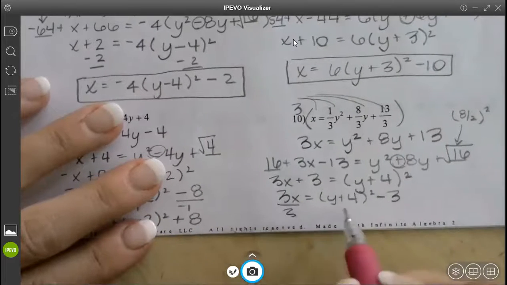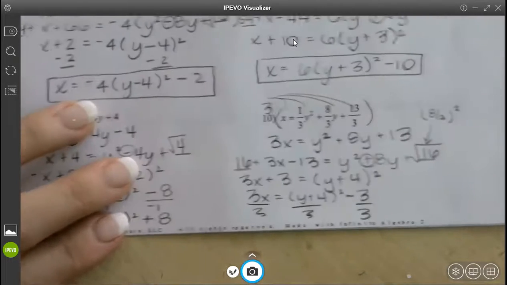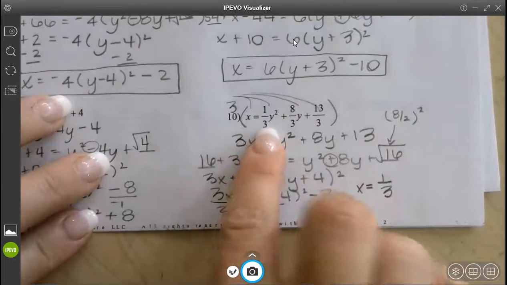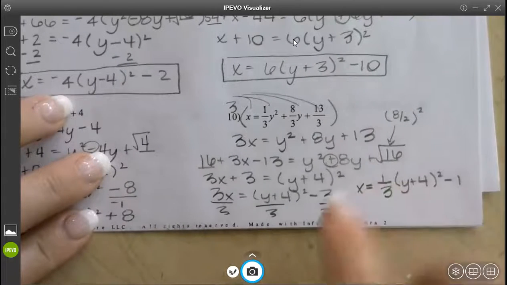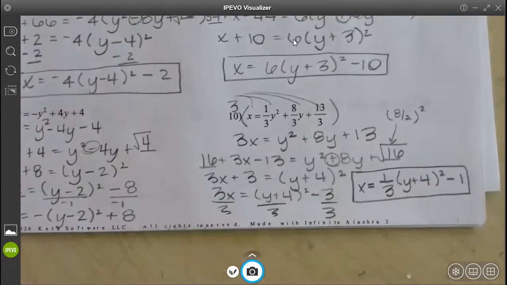And then your last step is divide everything by 3, just like we did the negative at the top. And we get x equals, remember what I told you, whatever the fraction is in front is what you're going to have here. 1/3 y plus 4 squared. And then 3 divided by 3 is 1. Your vertex will be -1, -4. It will point to the right. And this one will be fat. They will call it a horizontal stretch or a horizontal shrink because we're going to the left or the right. So it's like that.